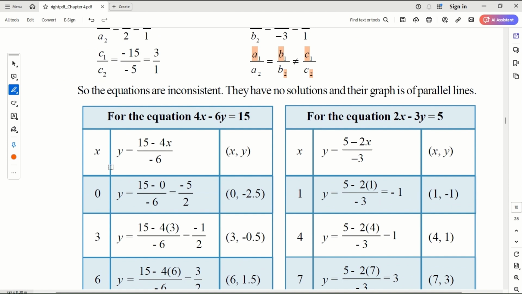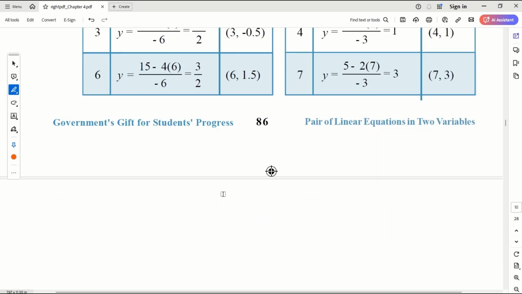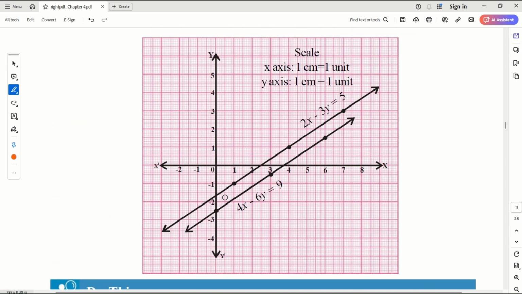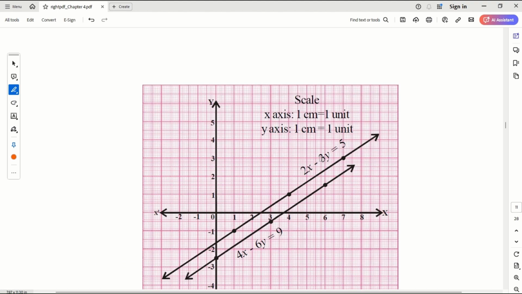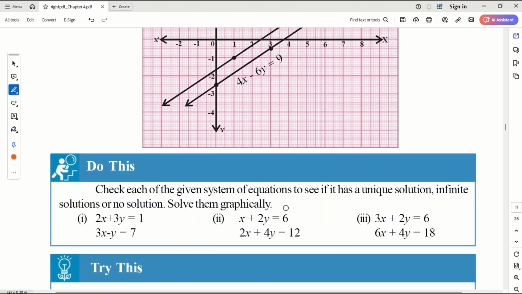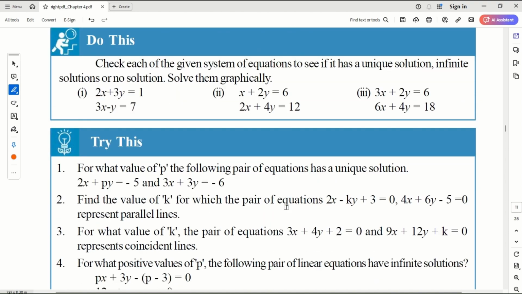From the observation, in the same way you draw a table to find 2 points and then draw the lines. In the graph, you will find that these two lines are parallel lines. So they are inconsistent and they have no solution. Okay, now let's do this do section and try this section.